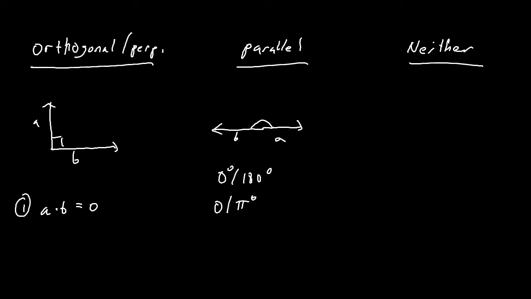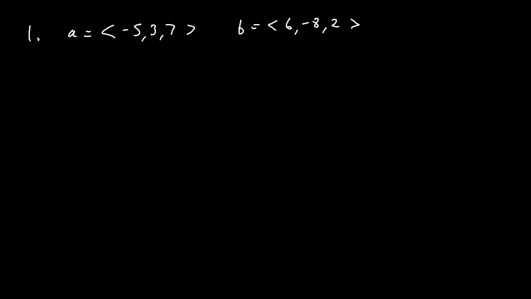So for number 1, A is equal to -5, 3, 7 and B has its components 6, -8, 2. So the very first step into figuring out whether the relationship between vectors A and B is orthogonal or perpendicular is to find the dot product. So we take A times B. So once again, when we take A times B, we multiply similar components together and add them.